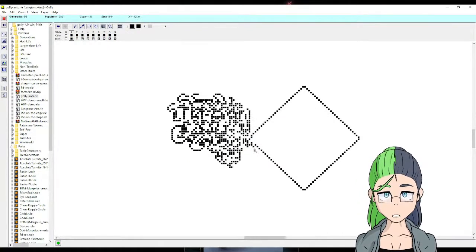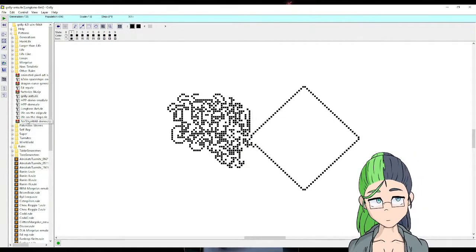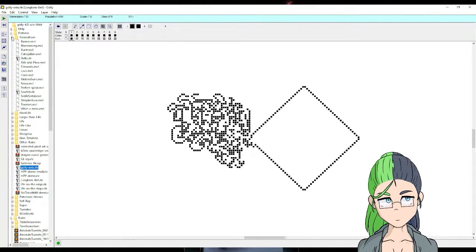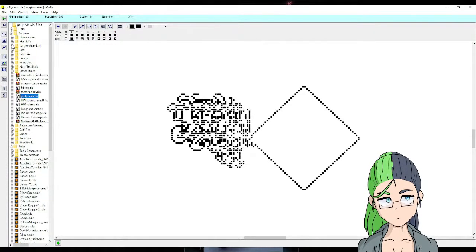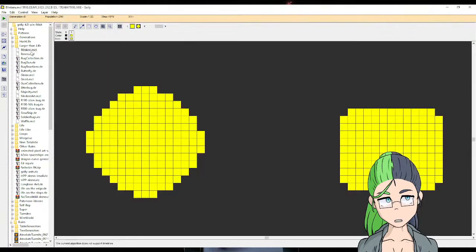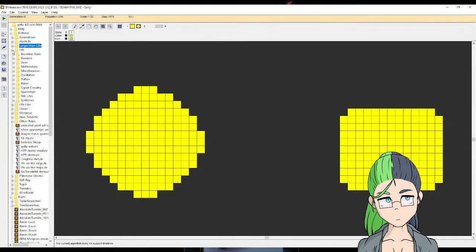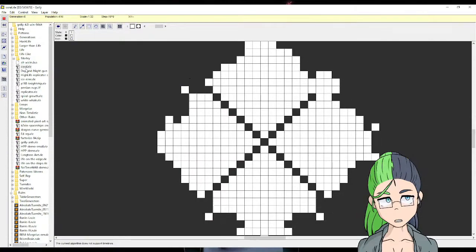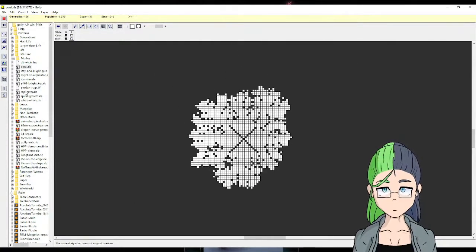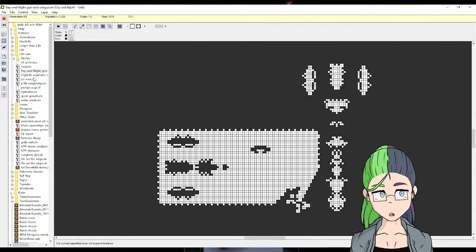Golly ants? Oh, it's multiple ants. Okay. I just want the one-dimensional thing that I saw on there. I'm so upset. Interesting. Not what I was looking for, though.